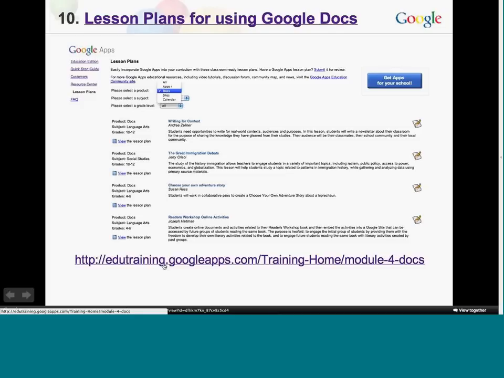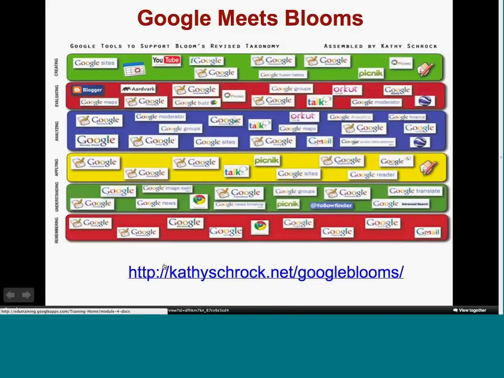I just wanted to close with one last tip, and then we'll open our Q&A. This is something that Cathleen shared. This is Google Meets Bloom, and this is actually something Kathy Schrock created. I love this just because it's thinking about the different levels. Sorry, that probably took a minute for it to load. I get ahead of myself. But just looking at all the different Google tools and where each lands on Bloom's revised taxonomy.